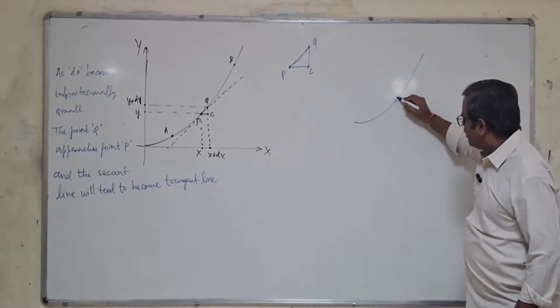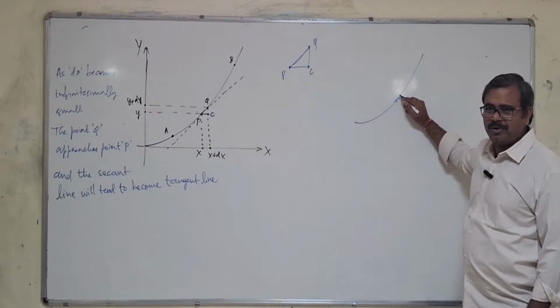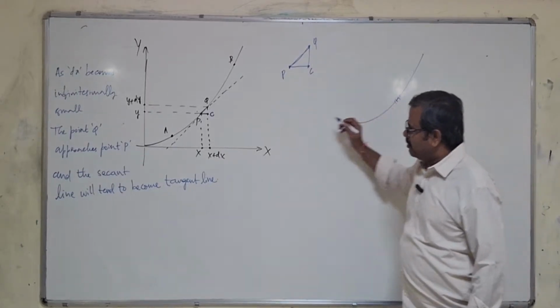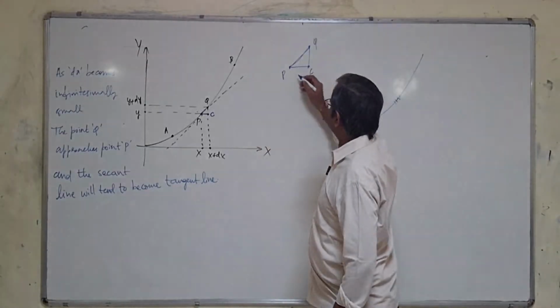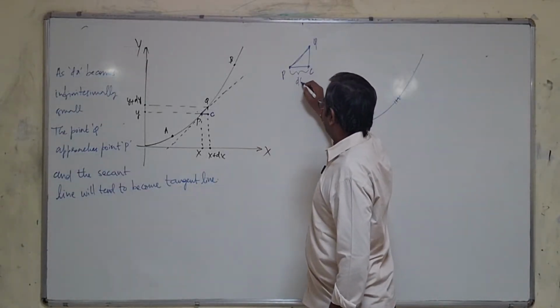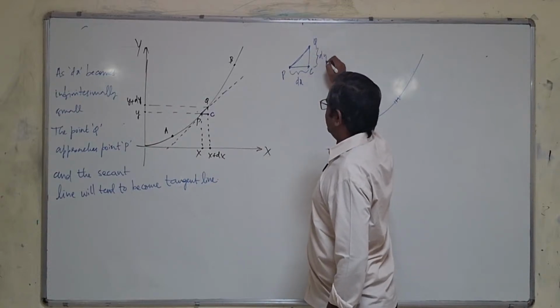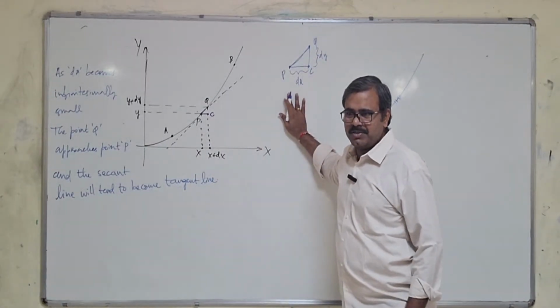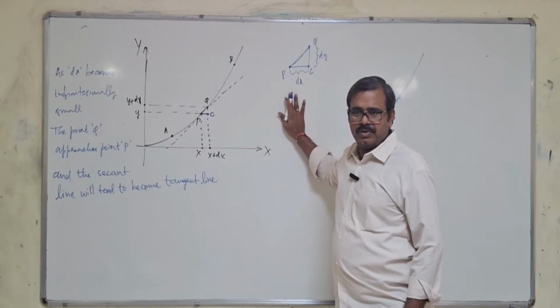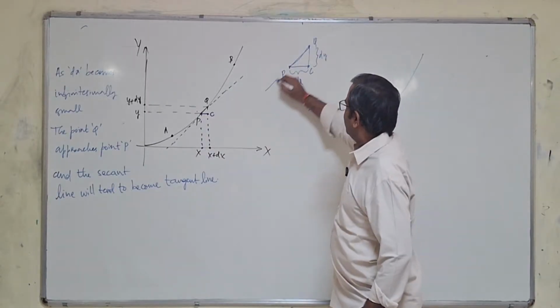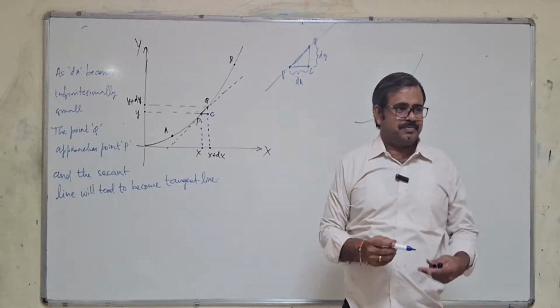When you look at this small part, when you magnify this small part, you will see that it is a straight line. So this is almost a straight line, PQ. So what is this equal to? Dx. And what is this equal to? Dy. Do you understand that PC is equal to dx? Do you understand that QC is equal to dy? Do you understand that this is a tangent line?